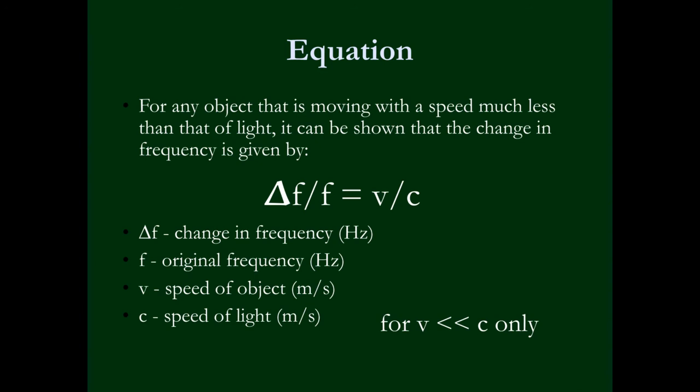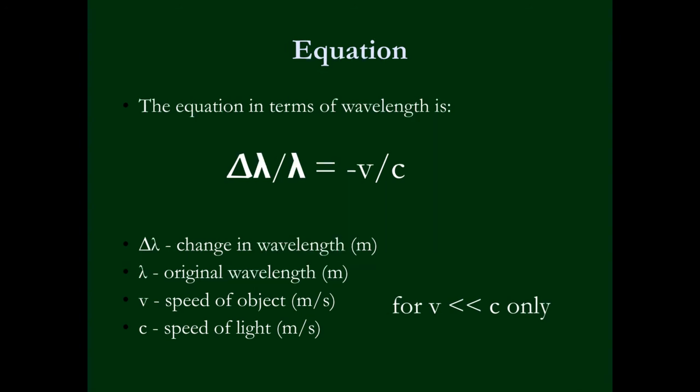Now, that same equation, we can review and convert it to think about it in terms of wavelength. So the change of wavelength divided by the original wavelength is equal to minus the speed of the object divided by the speed of light. So this is what happens when we're thinking about light waves as it happens.